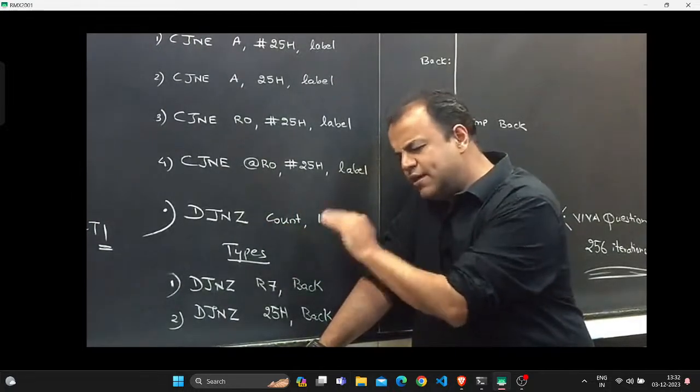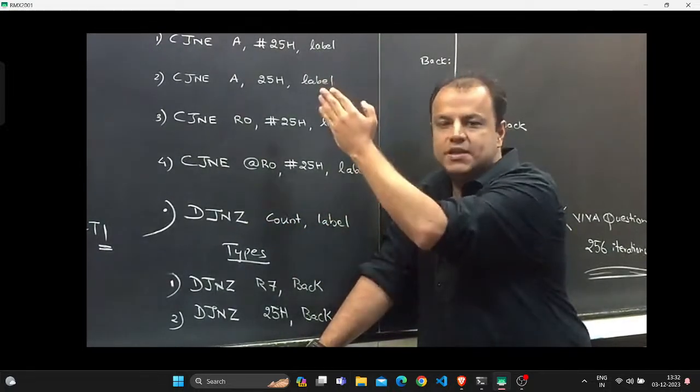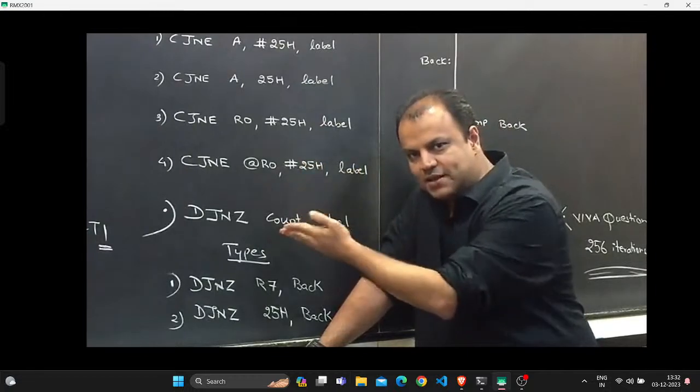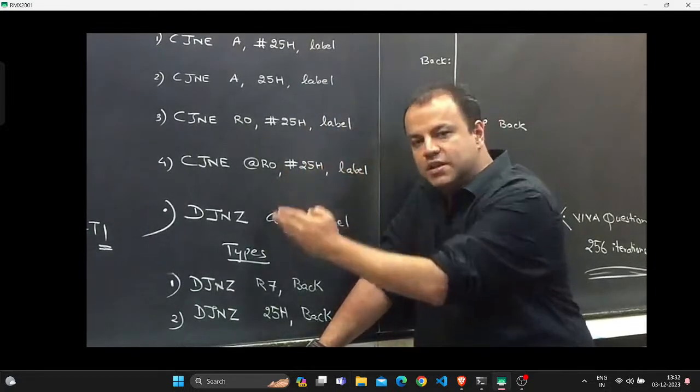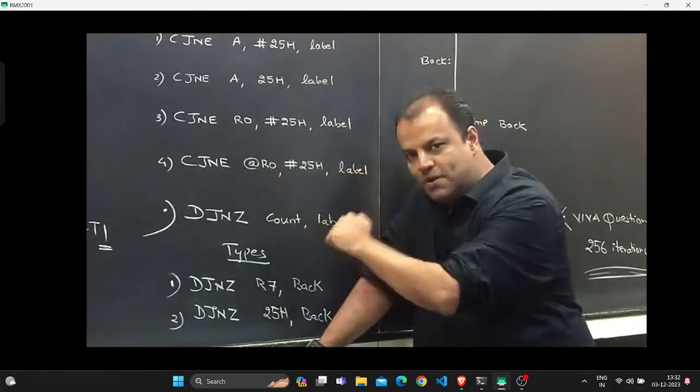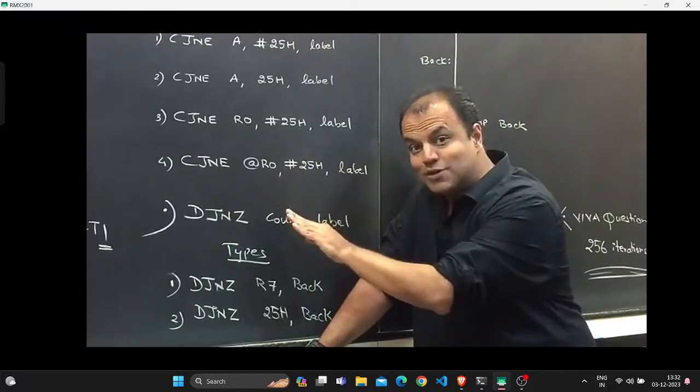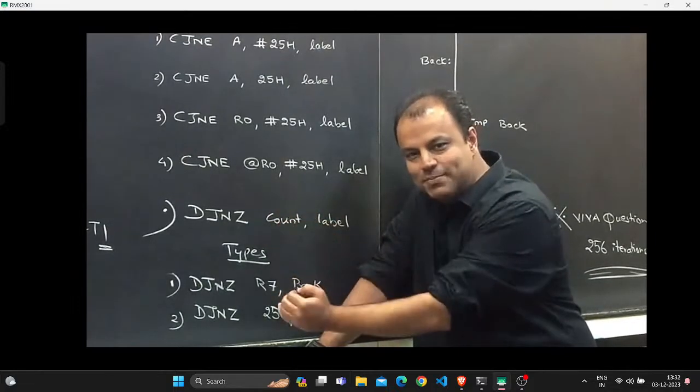So it will decrement the count. If it is not 0, it will jump to the location label. Do one more iteration. Decrement the count. If it is not 0, jump to the location label. Keep doing this. The moment it becomes 0, it will not jump. Not jump means it will simply go to the next location and break the loop.